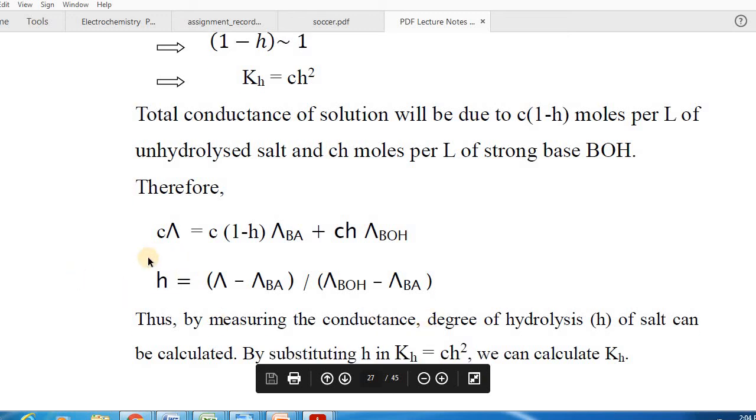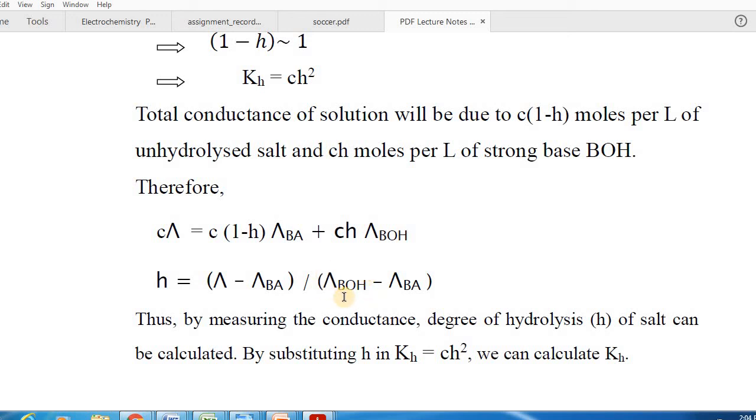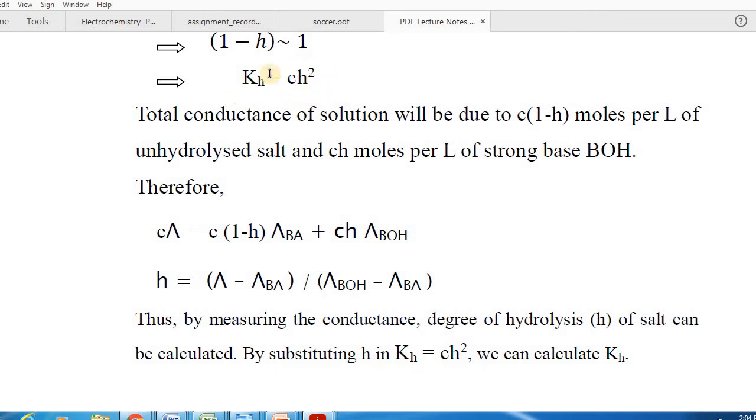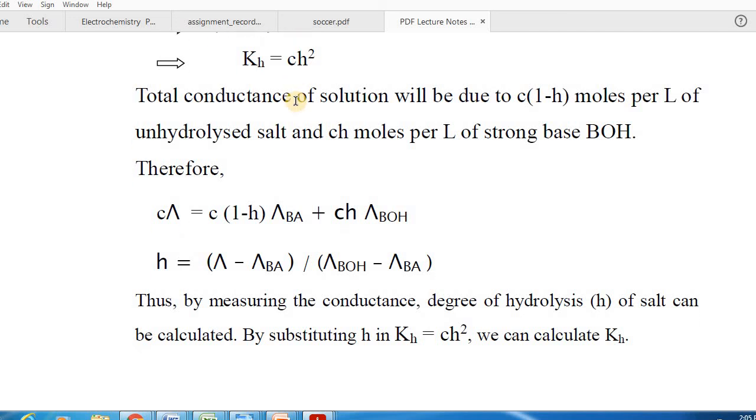So the value of h comes out to be the total conductance minus the conductance of unhydrolyzed salt, divided by the conductance of strong base minus the conductance of unhydrolyzed salt. This is the total conductance of the solution, this is the conductance of unhydrolyzed salt, and this is the conductance of strong base. So by measuring these conductances, we can find the value of h, and by substituting the value of h in this expression, we can find the value of KH. This is how we can determine the hydrolysis constant by conductance measurement.